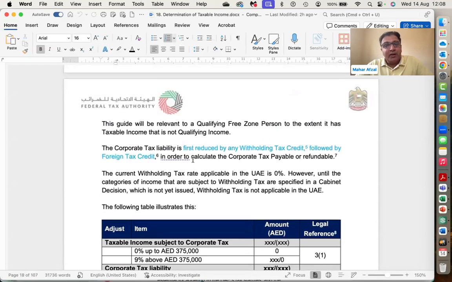One important thing they have given here: suppose you have calculated your taxable income. Based upon this, you apply the tax. And once you apply the tax, what is payable out of the payable? First of all, withholding tax will be adjusted. Then they said it will be followed by the foreign tax credit. Withholding tax, if any, will be adjusted first, then foreign tax will be adjusted.